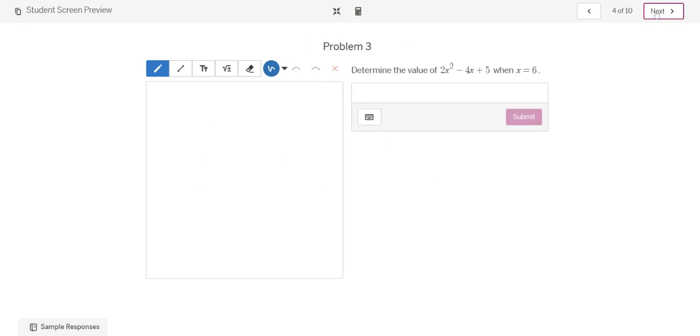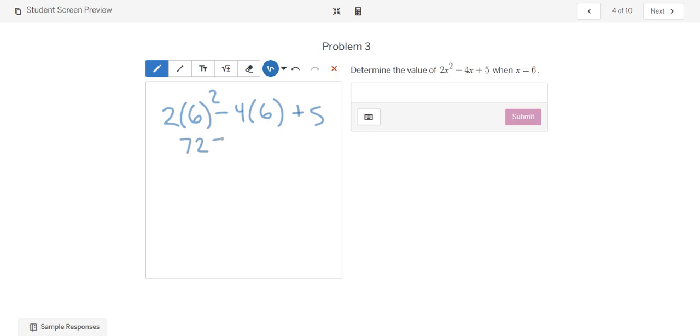Next. Oh, big one. So 2 times x squared minus 4 times x plus 5. And this time x equals 6. And so 6 squared, got to do the exponents first, is 36. Times 2 is 72. Minus 4 times 6 is 24. Plus 5. And so I've got 48 plus 5 is 53. Submit.